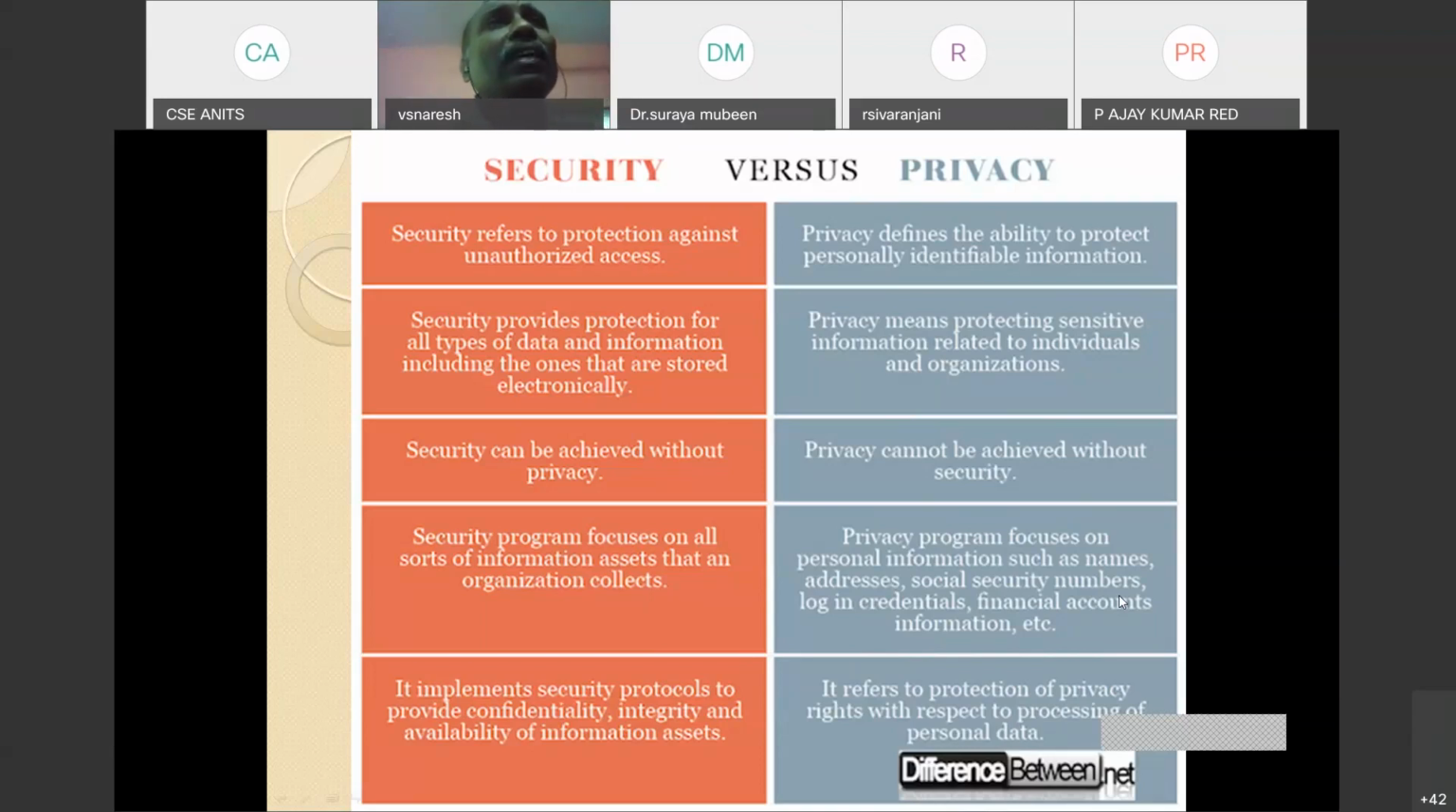Privacy focuses on personal information such as name, address, SSN. So you can hide certain sensitive information which are required to be hidden. Security implements protocols, and it relates to confidentiality, integrity, and availability of information assets. But privacy relates to protecting personal data. So you all know these things, but I want to introduce the difference between security and privacy.